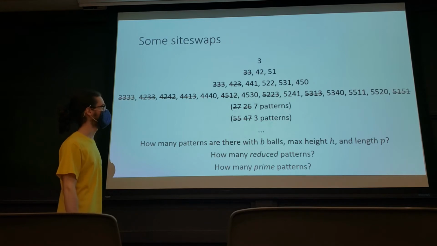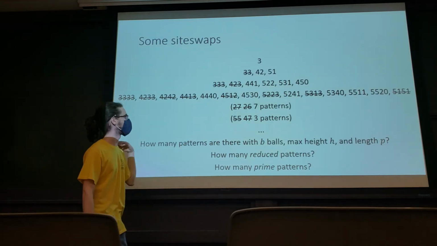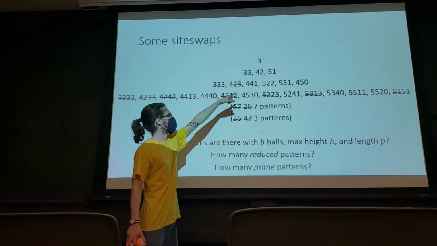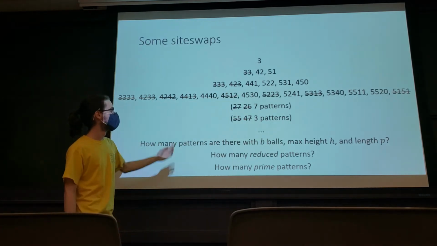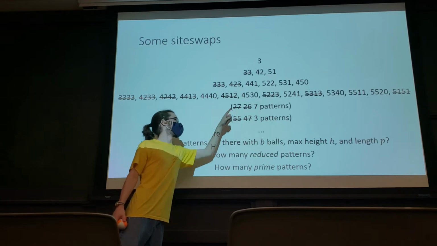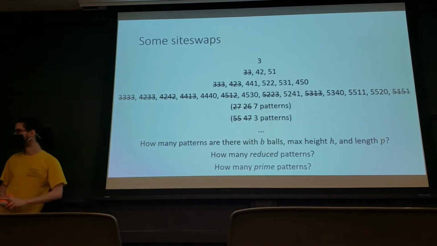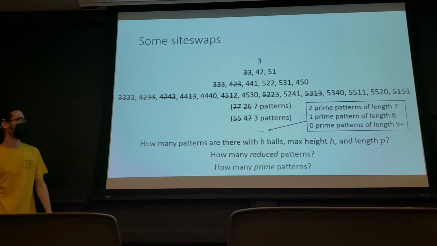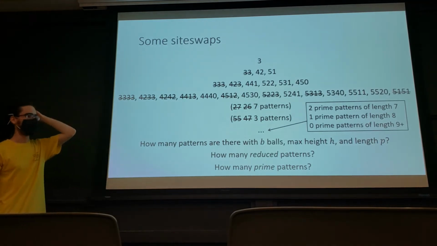And what we see is that the vast majority of patterns are composite. Like, we have only one prime pattern, then 2, and then 4, and then, I don't know, but then it drops down from 26 to 7, then 47 to 3, and actually it peters out entirely. There's only 2 prime patterns of length 7 and 1 of length 8, and none of length 9 or more.